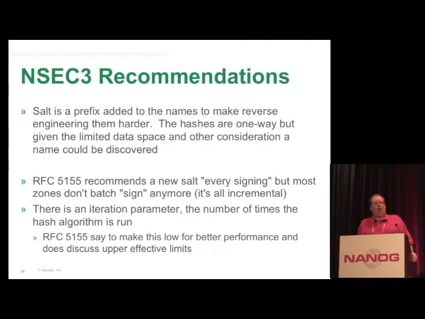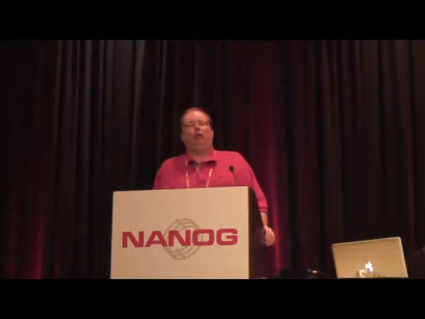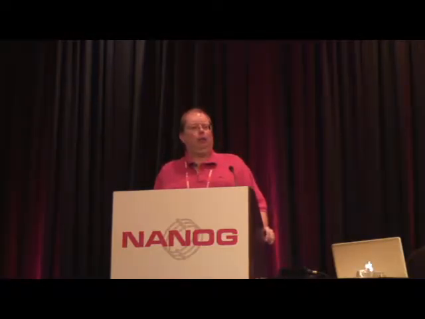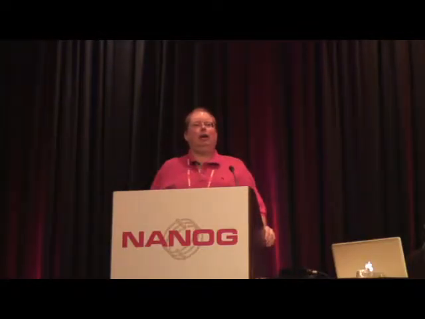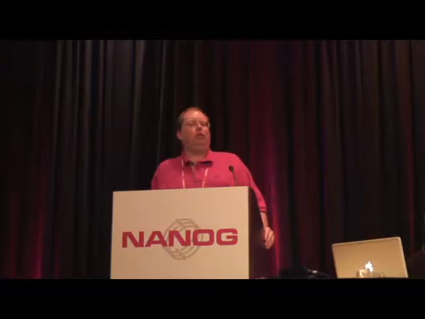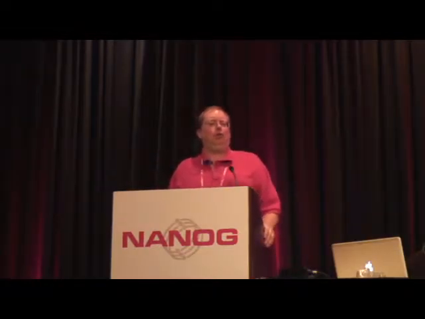So NSEC3 has some operational recommendations. One is that you use a salt. A salt is something you use in there. And it says you should change the salt every re-signing. And it also has an iteration parameter, which should be a low number. Now, the problem with that document right now is that it treats every signing as kind of a batch operation. Like, when do you sign your zone? Well, TLDs don't sign our zones. We sign records as we need to, or sign sets of data as we need to. It's all incremental. So looking at the salt change frequency is actually kind of interesting.